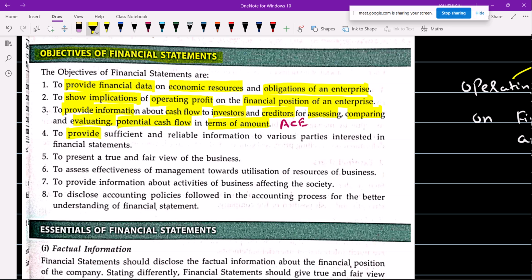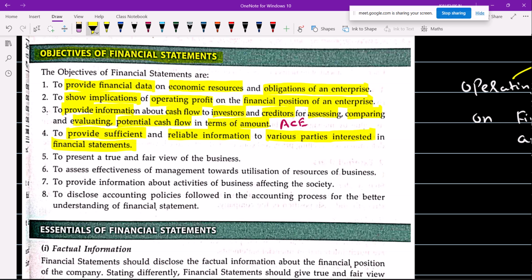It will also provide sufficient and reliable information. To whom? To the various parties who are interested in the financial statements. Who are the essential parties interested in the financial statements of a company, which we learned even in grade 11? Internal users and external users, the same thing here. It will provide sufficient and relevant information, which we call reliable information, to those parties who are eagerly awaiting the financial statements of a company.